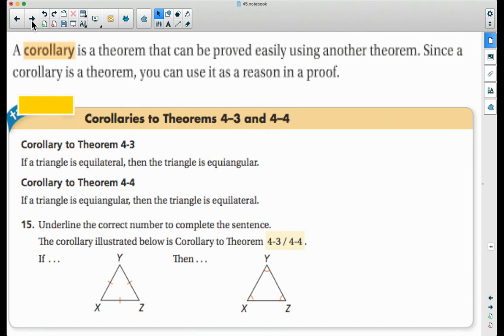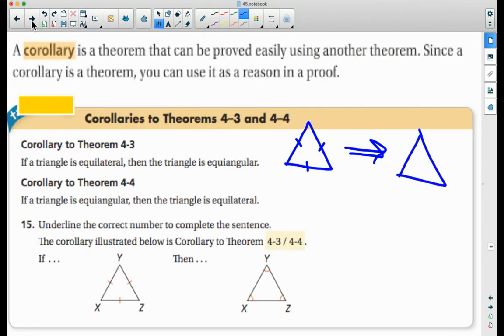So corollary to theorem 4.3 and 4.4. It says, corollary 4.3 says, if a triangle is equilateral, then the triangle is equiangular, all right? So if it's equilateral, meaning all three sides are the same, then that means all three angles are the same. So this is equilateral, this is equiangular, all right? So that's what that means, okay?